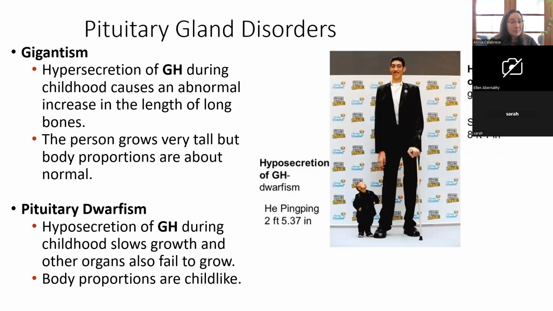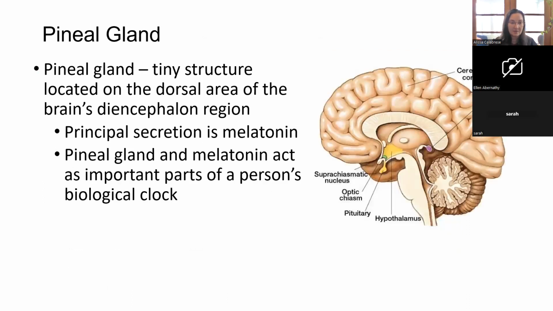So we can look at the different hormones and how too much or too little of a particular hormone causes different physiological disorders. So gigantism, for example, here is an increase in growth hormone during youth. That allows the long bones to get very, very long. Pituitary dwarfism is not releasing enough growth hormone. And so you have the opposite issue where you're not producing enough of that. So the bones do not get as long as they could.